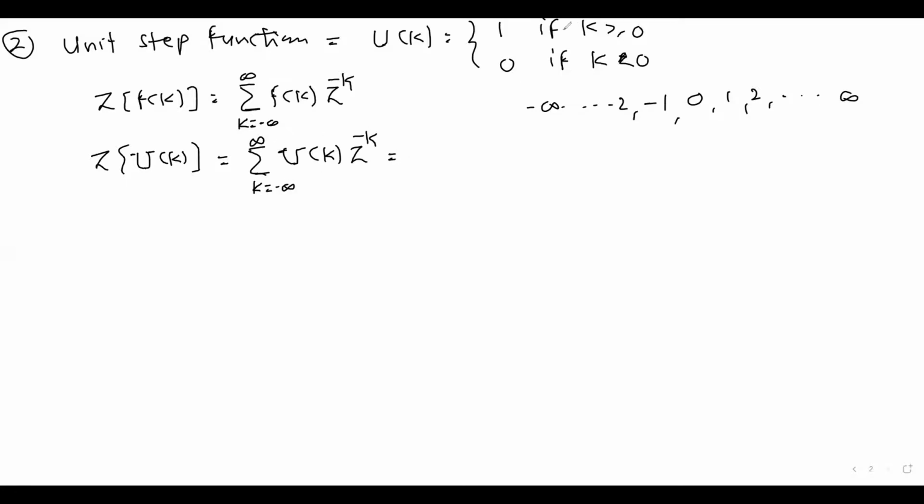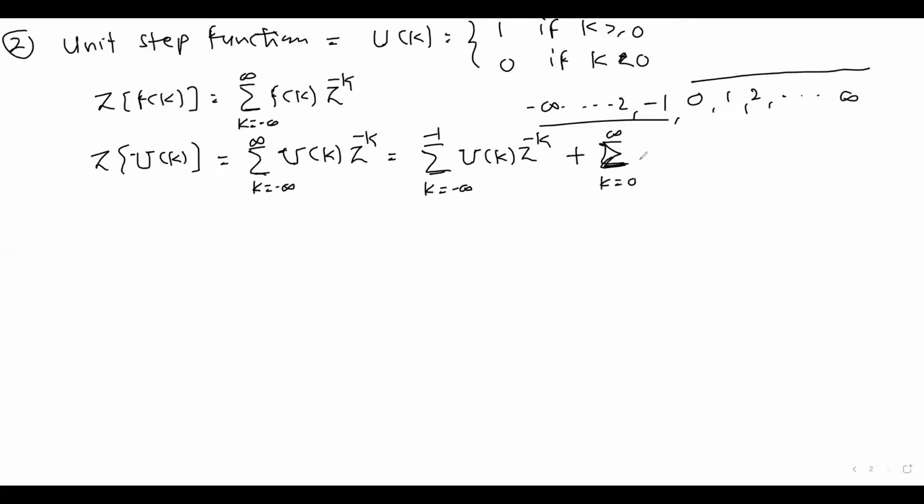Now divide this domain according to the example. Here the first part is minus infinity to minus 1. Now it can be written as the summation with k running from minus infinity to minus 1 of u of k Z raised to minus k, plus the second part. This is the second part and this is the first part. Summation, k running from 0 to infinity of u of k Z raised to minus k.